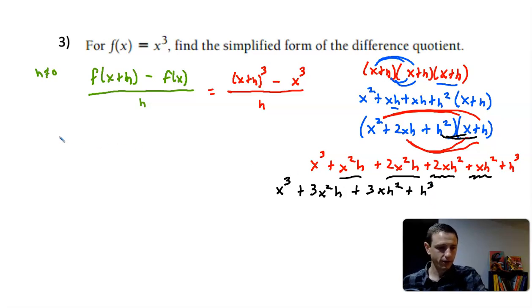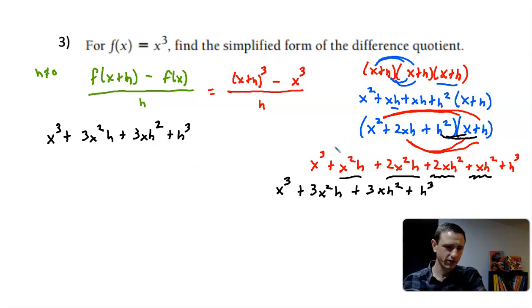Whew. Not the worst, but definitely not super pleasant. So x to the third plus 3x squared h plus 3xh squared plus h to the third. And like I said, you'll see this a lot, so maybe make a note when you're doing problems, saying here's the expansion of x plus h to the third. That way you don't have to keep doing it over and over again, but it is good practice, though not extremely necessary. I would probably just make a note somewhere.